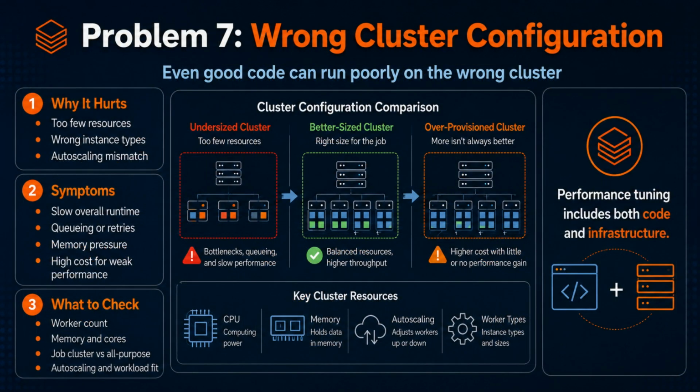The seventh problem is wrong cluster configuration. Even good code can run slowly on the wrong cluster. If the cluster is too small, Spark may suffer from memory pressure, queuing, and slow execution. But a bigger cluster is not always better. An over-provisioned cluster may cost more without improving performance. The goal is to match the cluster to the workload. Check worker count, CPU, memory, autoscaling, worker type, and whether the job should use a job cluster or an all-purpose cluster. Performance tuning is not only about code, it is also about infrastructure.